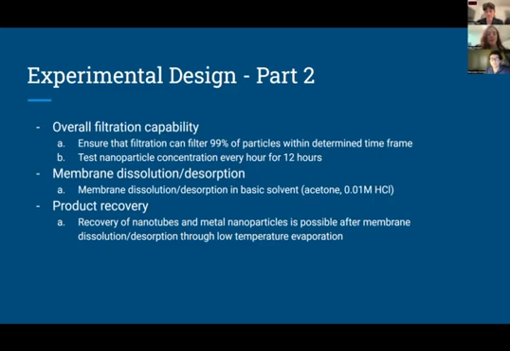And then finally, to collect the absorbed material, membrane dissolution or desorption in a basic solvent, dissolution in acetone and desorption in 0.01 molar hydrochloric acid will be used, and then product recovery will occur after low temperature evaporation of the dissolved membrane or physical removal of the membrane itself.